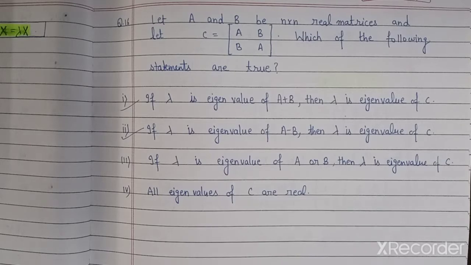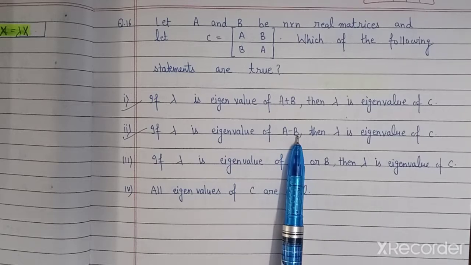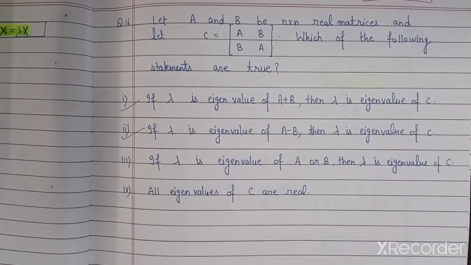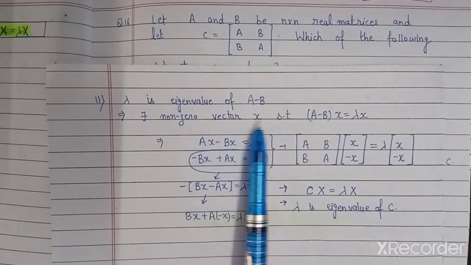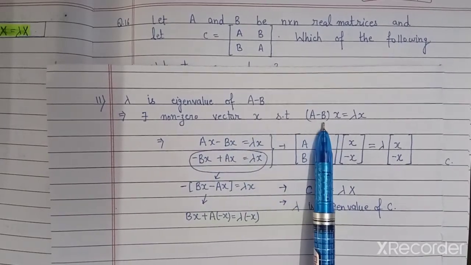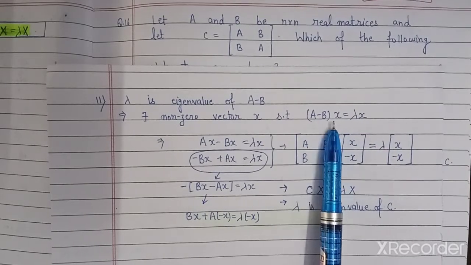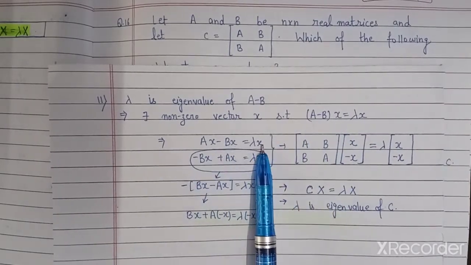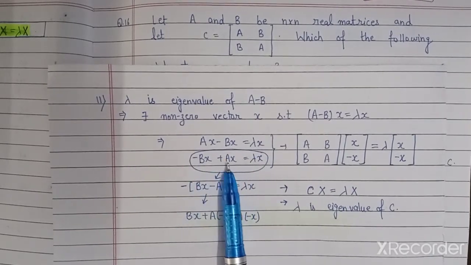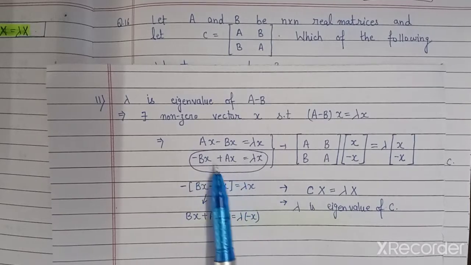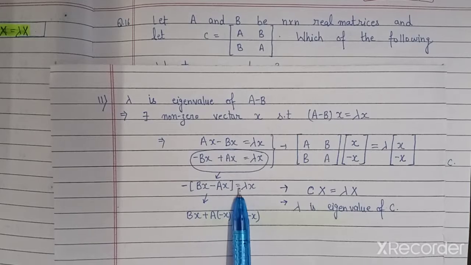Again, for the second option, it is similar as above. If lambda is an eigenvalue of A minus B, then lambda is an eigenvalue of C. So if lambda is an eigenvalue of A minus B, this implies there exists a non-zero vector x such that (A minus B) applied on x is equal to lambda x. So we write it as Ax minus Bx is equal to lambda x. We rewrite it as minus Bx plus Ax is equal to lambda x.